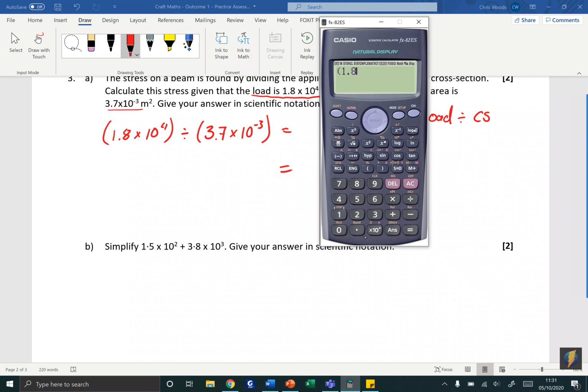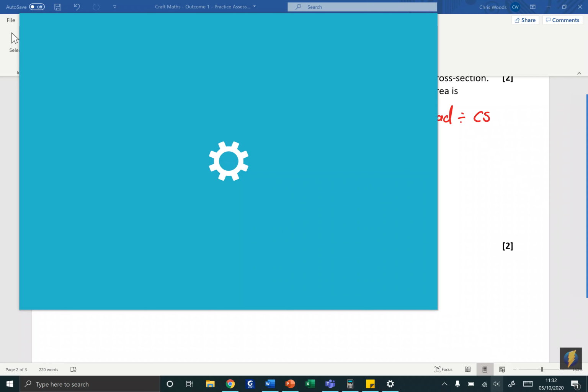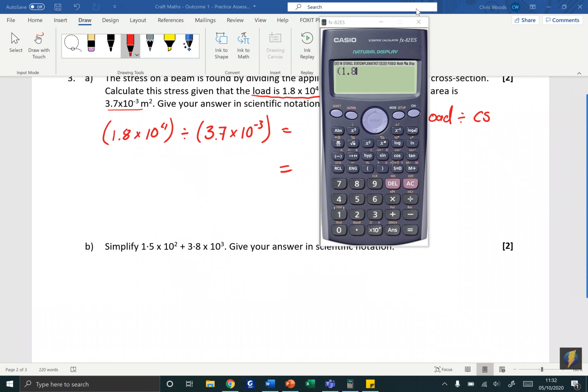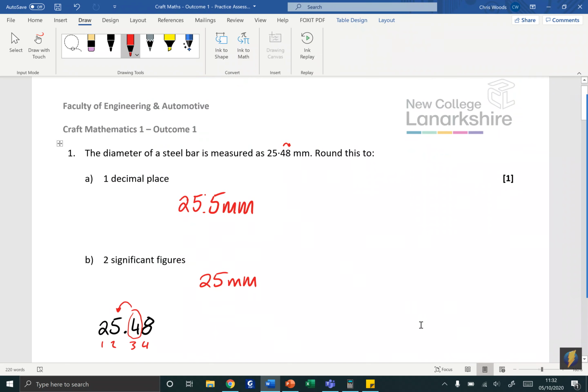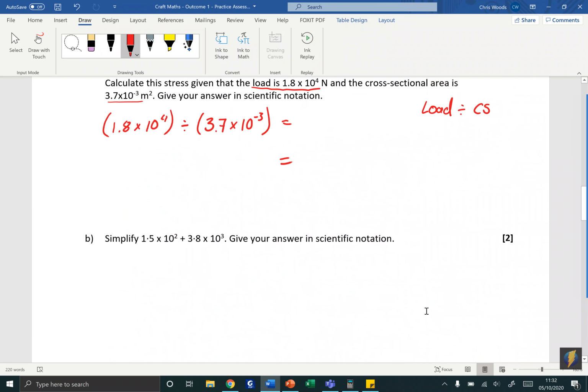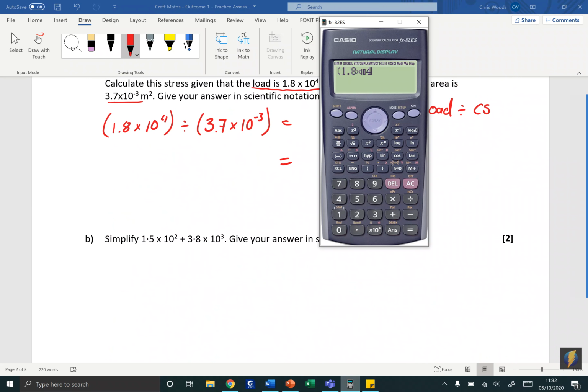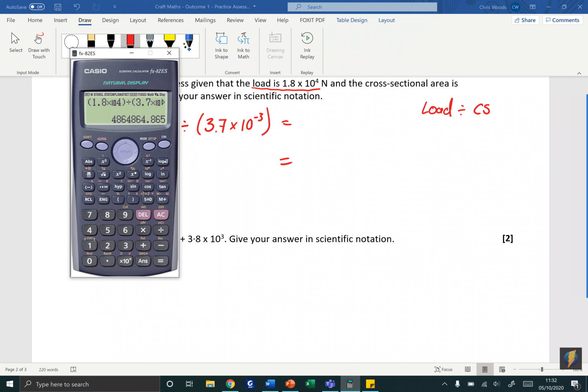I would advise using one of these because it's difficult to explain how to do that using your phone. Scientific notation on your phone is not easy. Sorry for these pop-ups because my screen's dead sensitive and when I lean on it, stuff just fires up. So times 10 to the 4, close the brackets, divided by 3.7 times 10 to the negative 3. Hit equals.